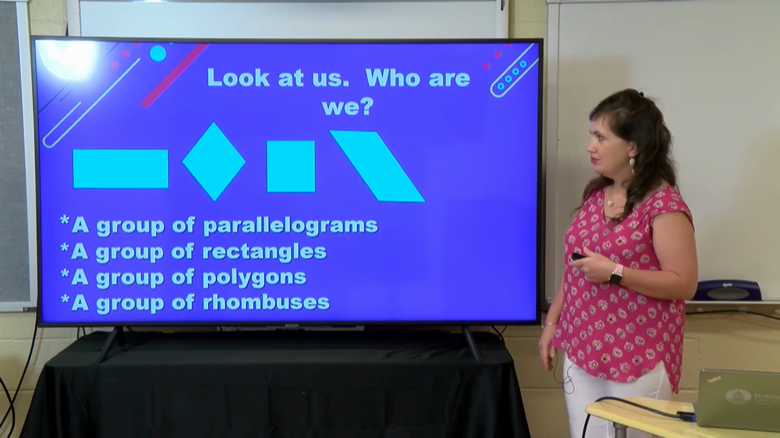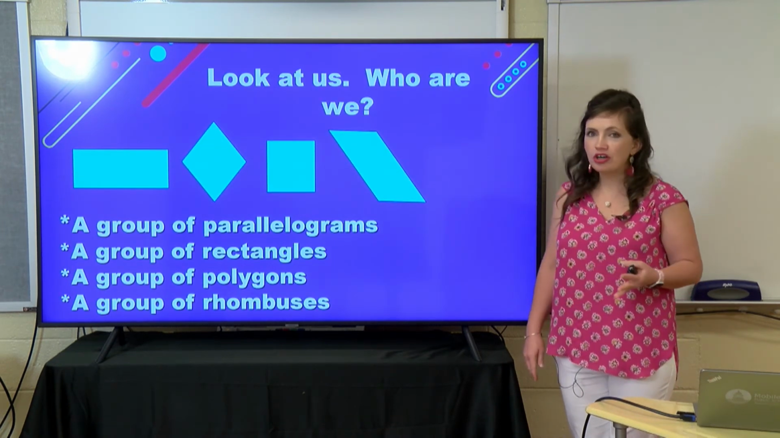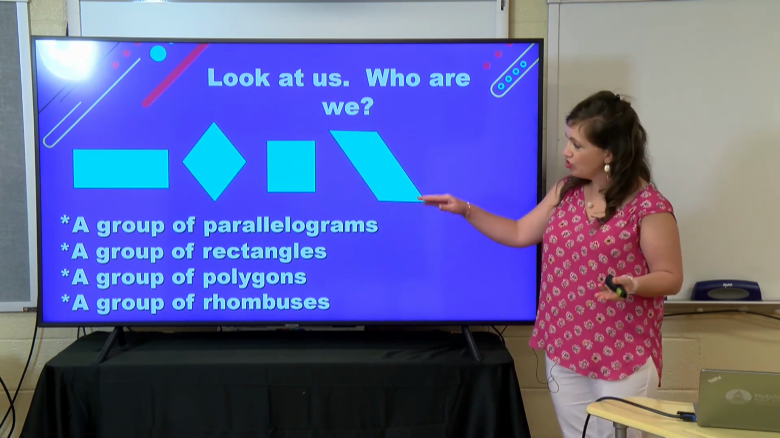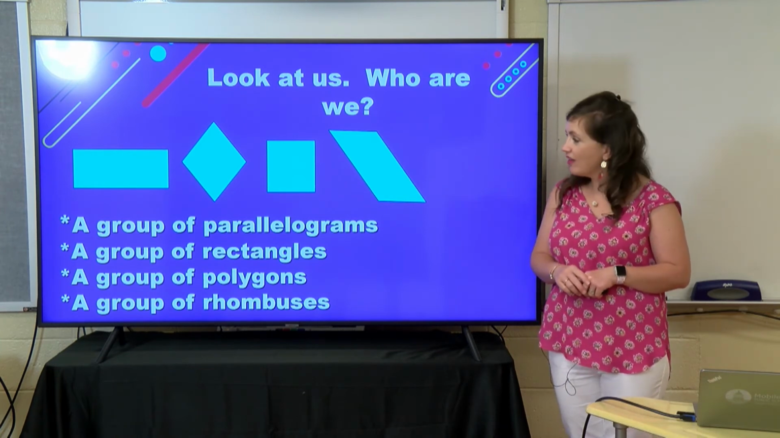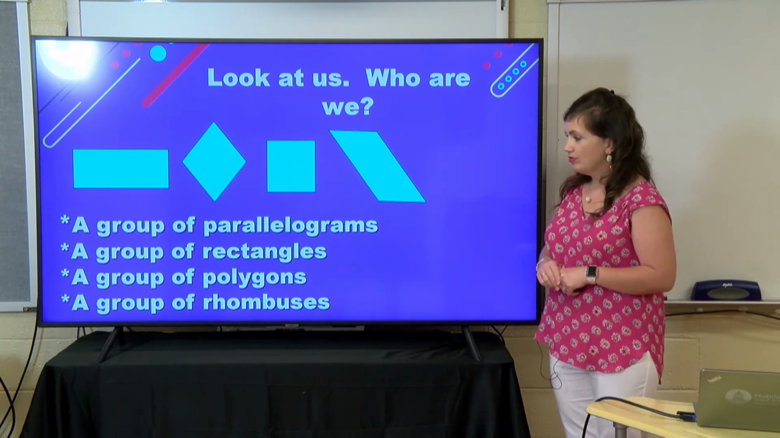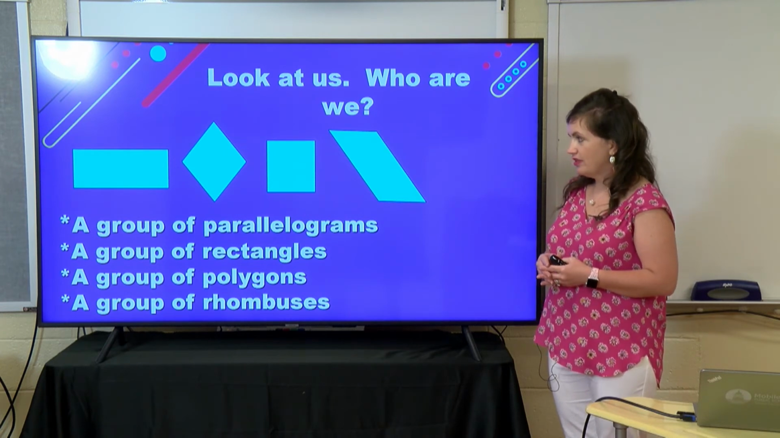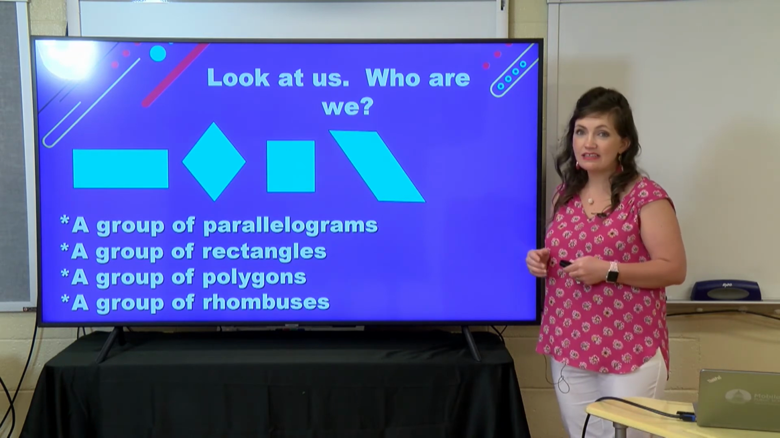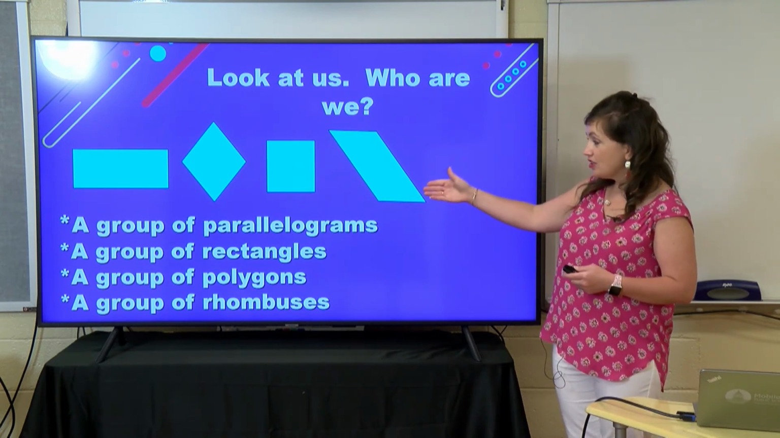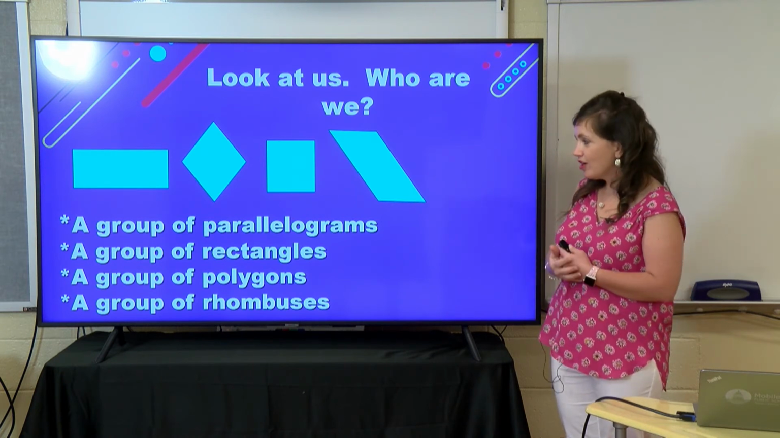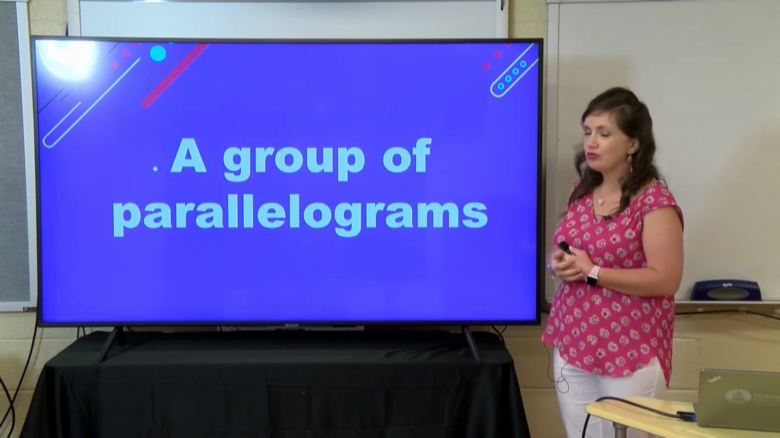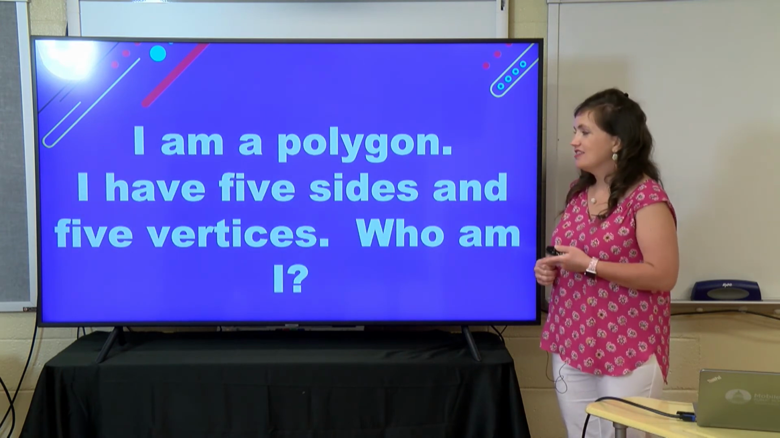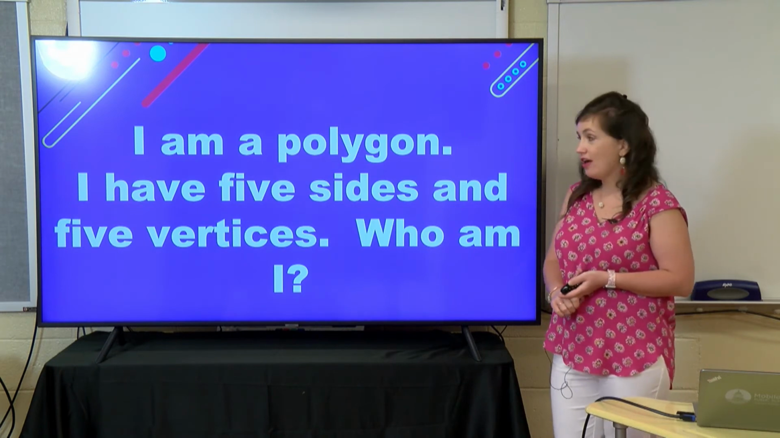Oh, look at us. Who are we? We're a group of parallelograms. They each have 2 sets of parallel lines. Ooh, a group of rectangles. They're a group of polygons and rhombuses. Can you describe these in another way? What are they? A group of parallelograms. Very good.